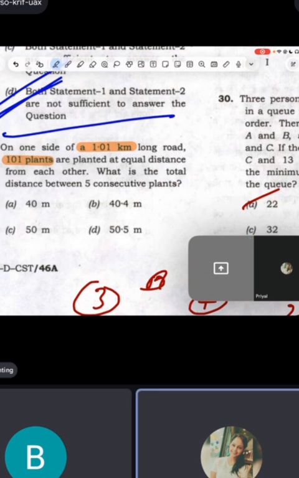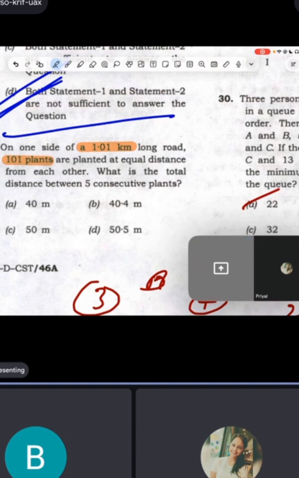The road is 1 kilometer. In that 1 kilometer road, 101 plants are there. You have to find out the gap between five consecutive plants. So guys, don't you think this question belongs to second class? Why do they want this question? The reason is that there is one catch, and that is what you need to identify.